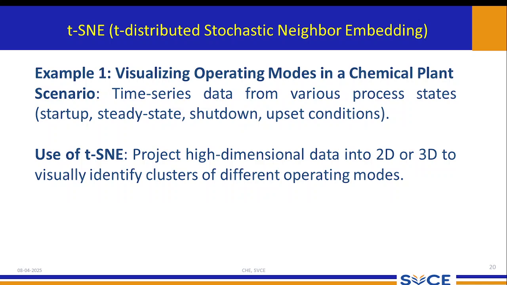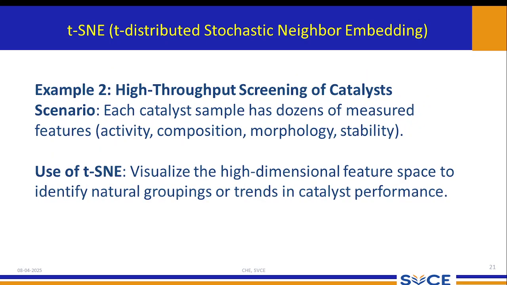So t-SNE will help you to project the high dimensional data into 2D or 3D to visually identify the clusters. So in that case, we can go for t-SNE. Okay, so what category does this all come under? Is it all coming under anomaly detection? What do you call it? It's not anomaly detection. It's principal component, dimensionality reduction.